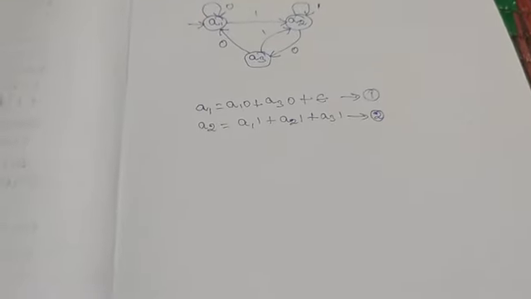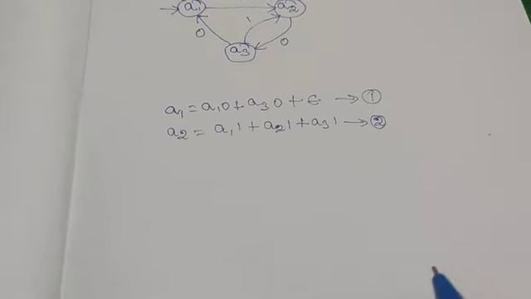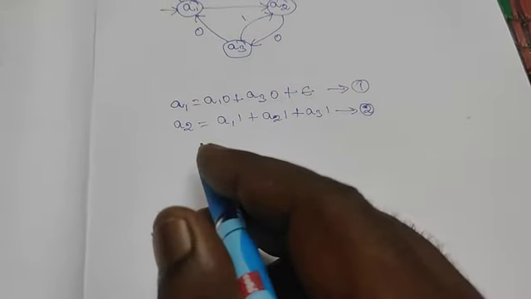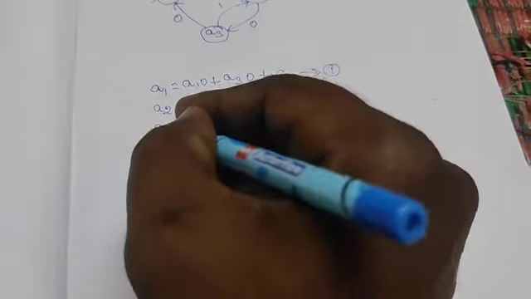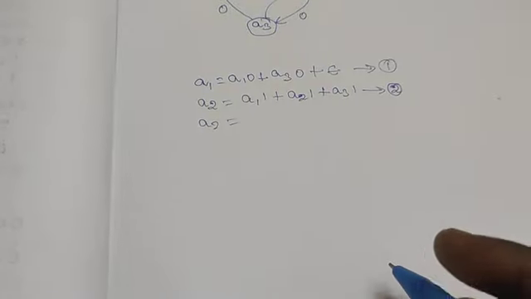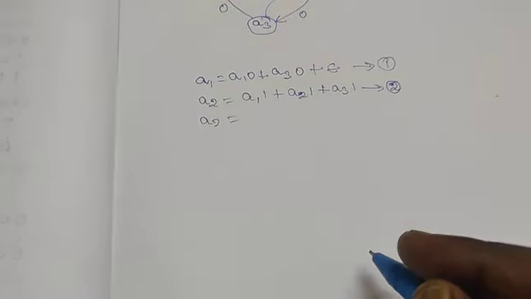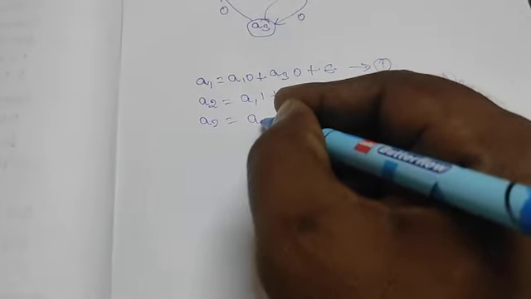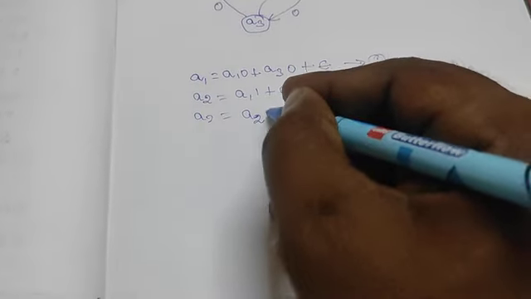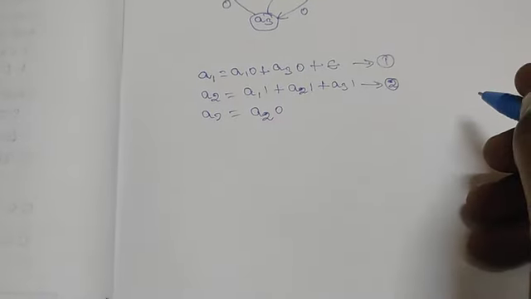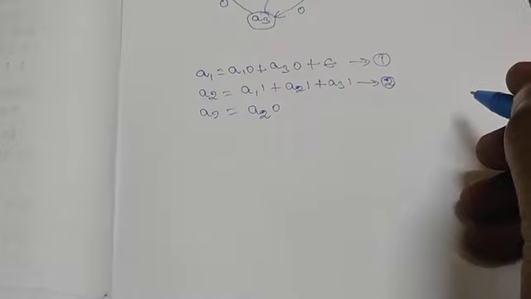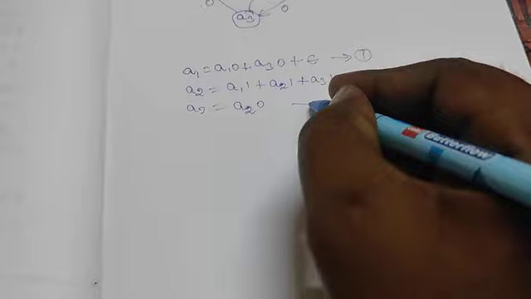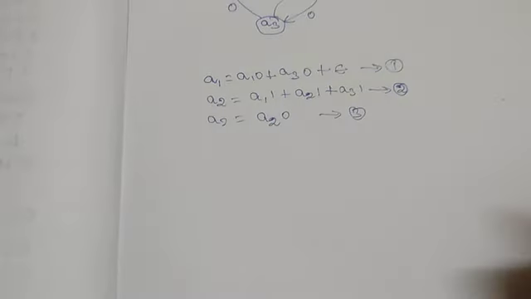Okay. Now we will go for the third step, equation number 3, that is A3 here. So A3 is equal to, A3 is having an incoming edge from A2, so we will make it as A2 0. So that's all, only one incoming edge for A3. So we'll name this equation as equation number 3.